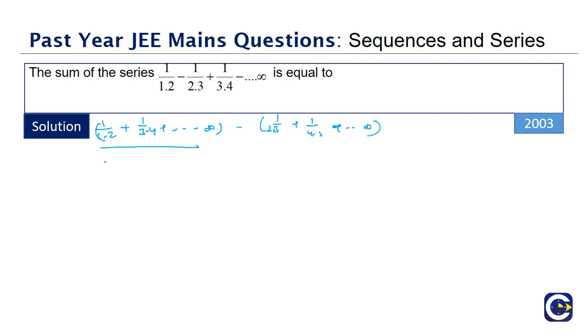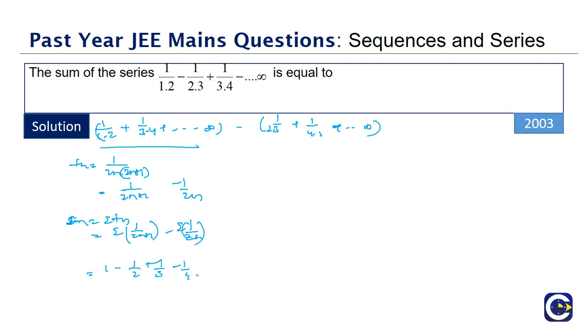So this first series' nth term is 1 by 2n minus 1 into 2n, which can be written as 1 by 2n minus 1 by 2n plus 1... So we know that Sn is equal to sigma Tn, which is sigma of 1 by 2n minus 1 minus sigma of 1 by 2n. So what you'll get is 1 minus 1 by 2 plus 1 by 3 minus 1 by 4 plus and so on. This is a logarithmic series which is log 2 base e. This is a very normal logarithmic result we should remember.